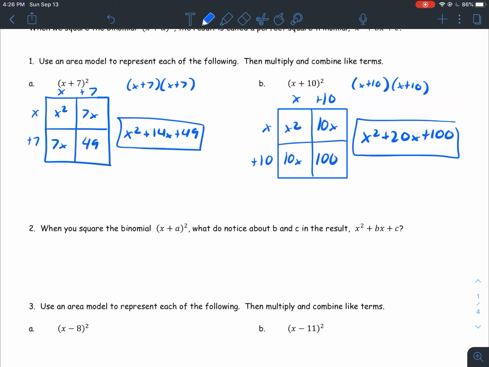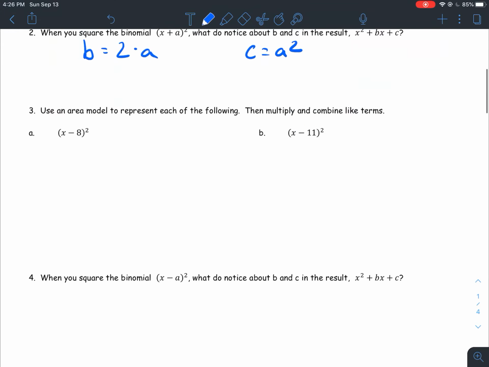So 2 says, when you square the binomial, what do you notice about b and c in the result, x squared plus bx plus c? Well, this b value always ends up being 2 times this number, right? Here it was 7 and we got 14. Here it was 10 and we got 20. So we could say that b is equal to 2 times a. And then if we look at c, it always ends up being that value squared. So we could say that c is equal to a squared, right? Because we get 7 squared, 49, 10 squared, 100.